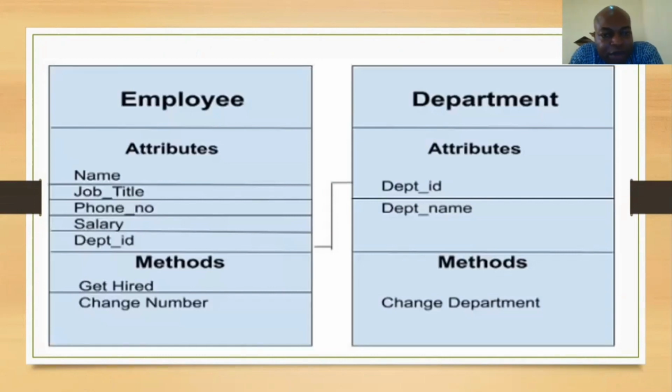So we have employee, we have department. We have attributes: name, job title, phone number, salary, department ID, and the methods, we see, get hired, change number. The same thing is applicable in the department entity. We have attributes such as department ID and department name, and they have methods, they have change department. Okay.